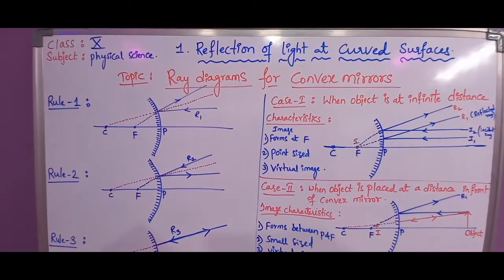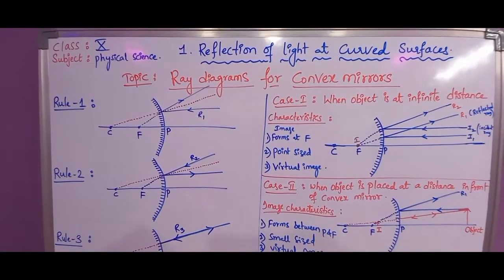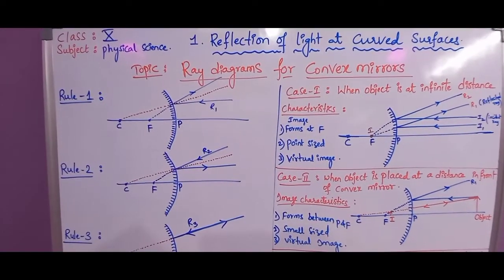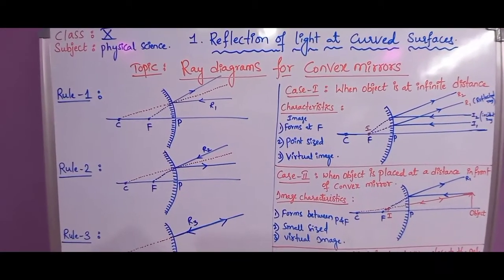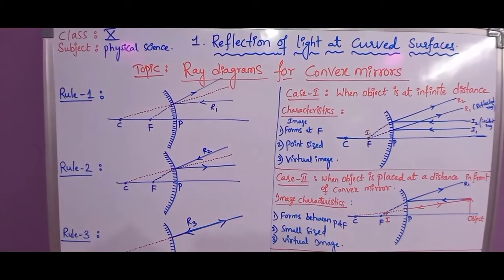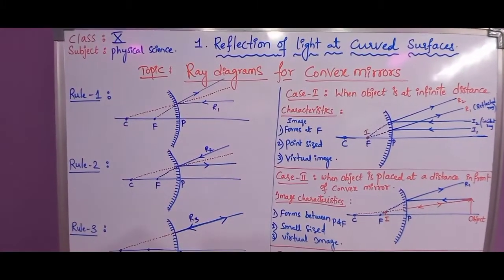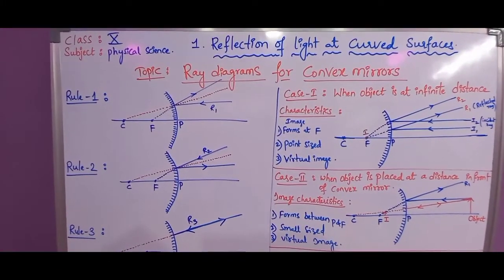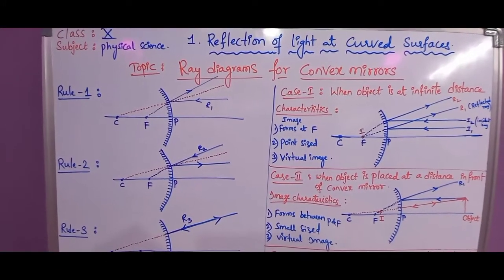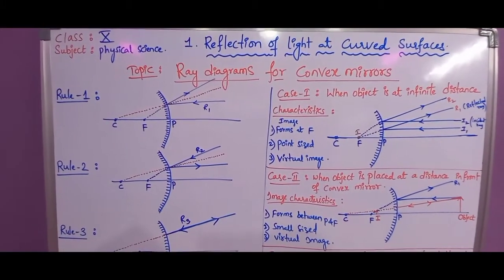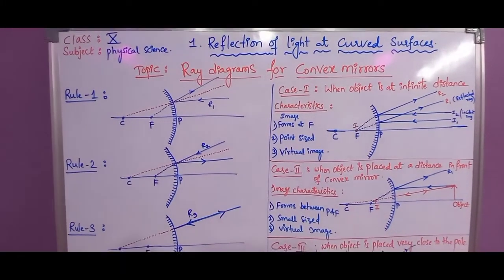We have studied the rules for drawing the ray diagrams for concave mirrors. So here also we will be seeing the rules, rule number 1, 2 and 3, but with a small modification. Here also there are three rules which describe the incident ray as well as the reflected ray. The procedure for drawing the diagram is similar, but it is not repeated here.